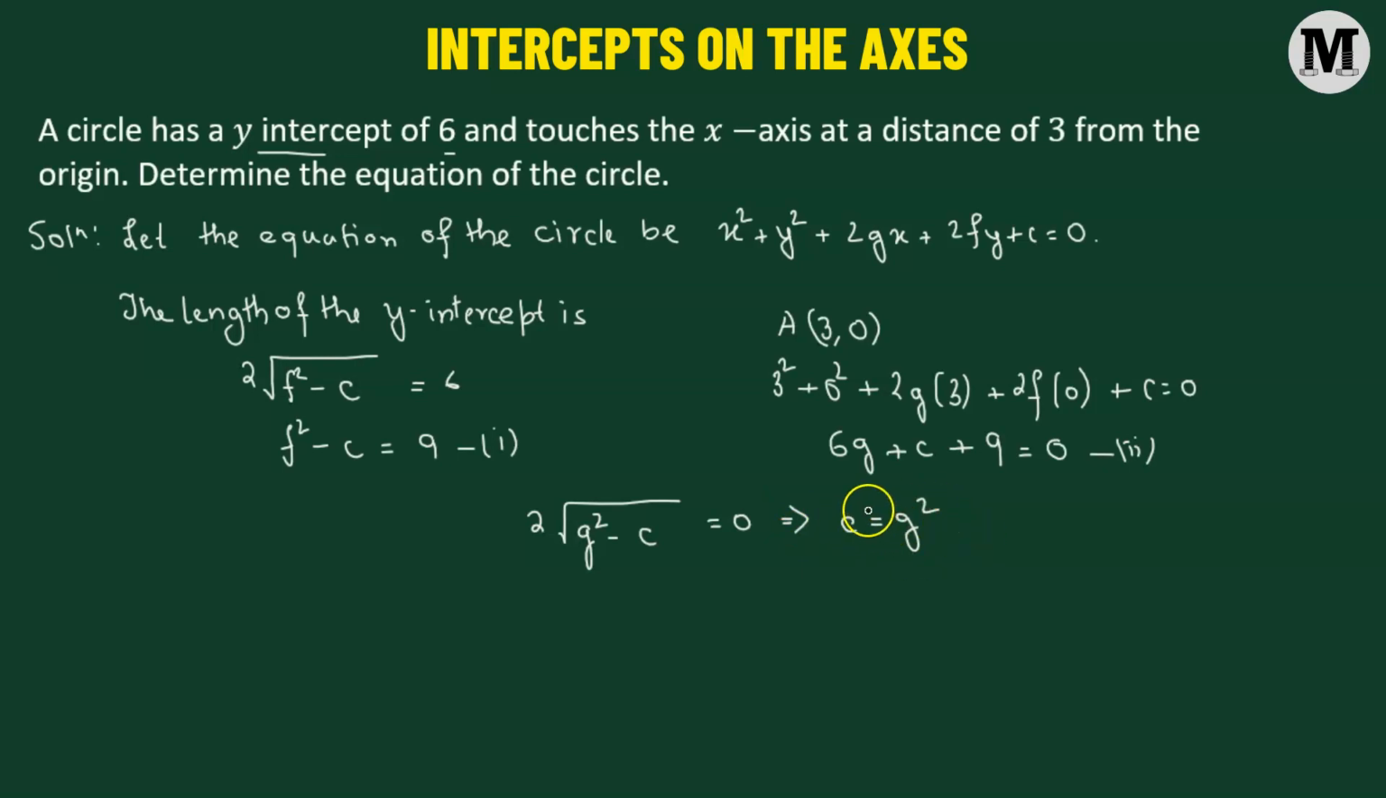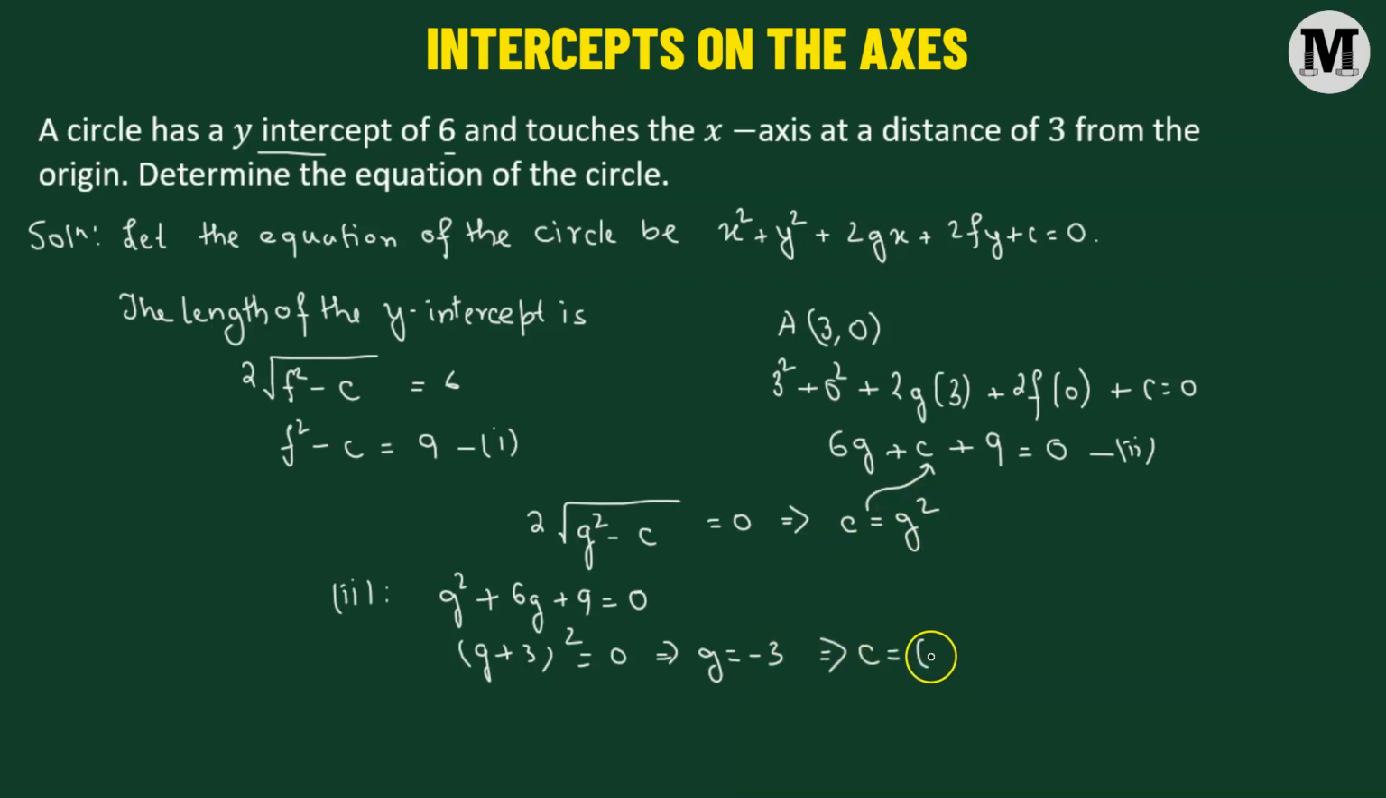So we'll replace the value of c in equation number 2 with g squared, and then equation number 2 becomes a quadratic equation in g. We get g squared plus 6g plus 9 equals 0. This is nothing but the expansion of (g plus 3) whole squared equals 0, and solving for g, we get g equals negative 3. Fine. So now that we have the value of g, we can use c equals g squared, and this gives us the value of c as well. So c comes out to be negative 3 squared, which is simply 9.